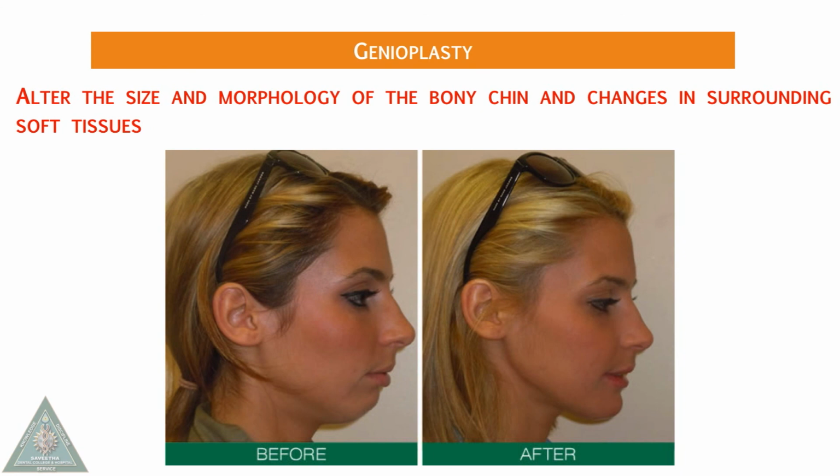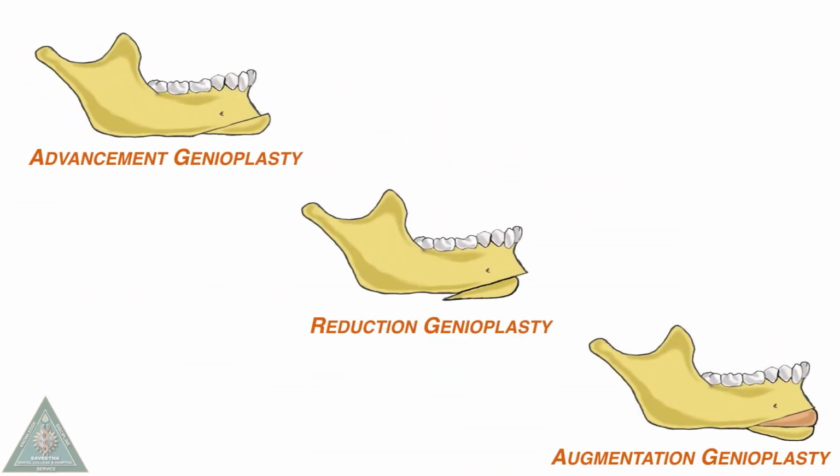Genioplasty is done to alter the size and morphology of the chin and changes in the surrounding soft tissues. Once the osteotomy is done, the chin can be brought forward or advanced, can be reduced, or can be augmented using a bone graft.